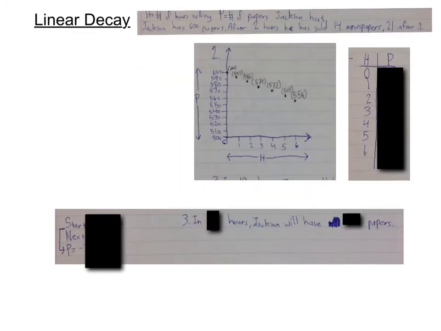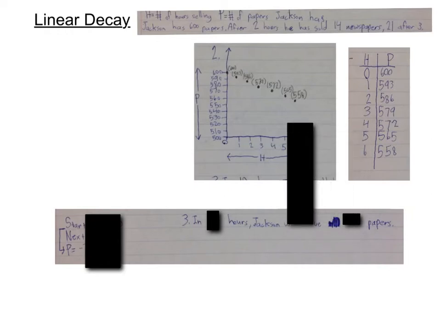For this linear decay example, Jackson has 600 papers. After 2 hours, he sold 14 papers, and after 3 hours, he sold 21 papers. Well, after each hour, he sells 7 papers. So the graph would look like this. First, you have 600, then 593, then 586, and so on. And it's straight because it's linear, and you don't want to put a line on it because you can't have part of a paper. Then we have the table over here.